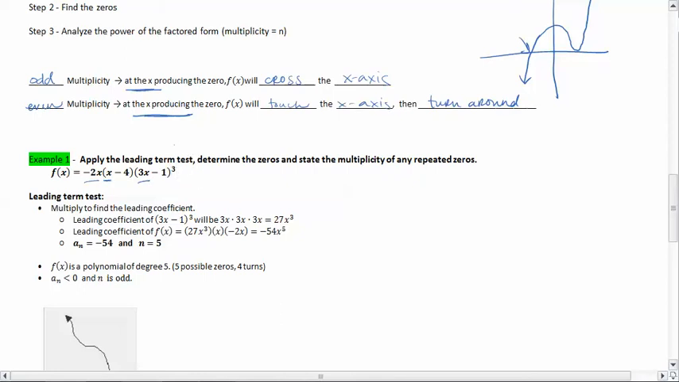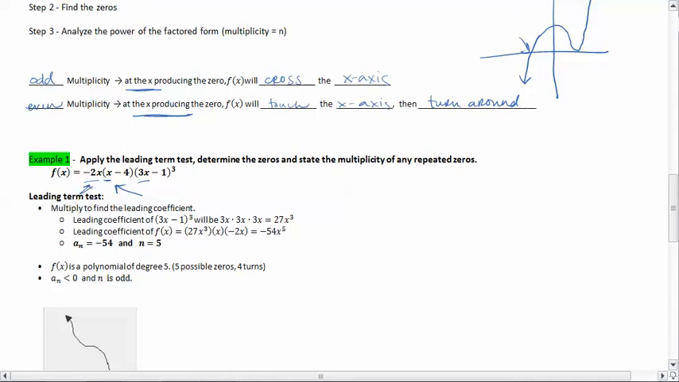And so that's how we're going to find that leading term. That's going to give us information about the end behavior of our graph. So first I took (3x - 1)^3, and I knew that that 1 isn't going to affect that leading term. It's not going to be the biggest x that we have, so I just said (3x)^3, and we get 27x^3.